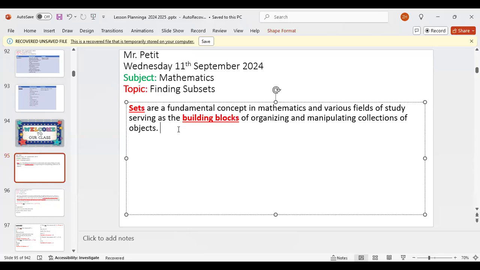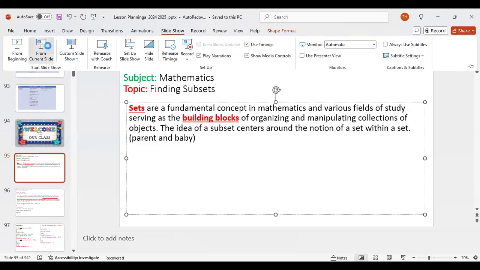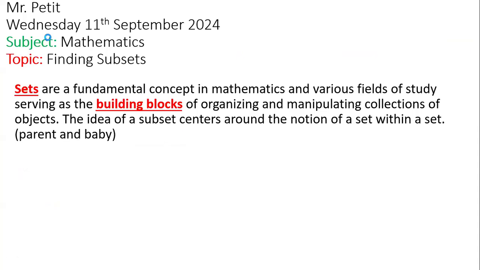Now, let's write this down. The idea of a subset centers around the notion of a set within a set. And we could put in brackets, like the parent and the baby. What other example did we talk about yesterday? The parent and the baby example. The house and the bathroom, right? That idea.